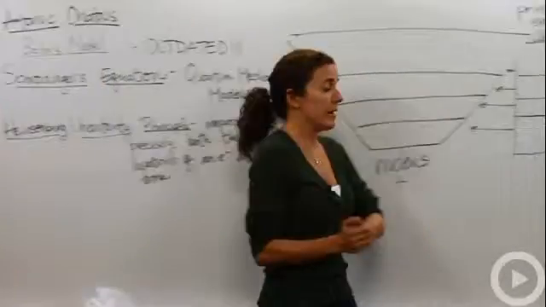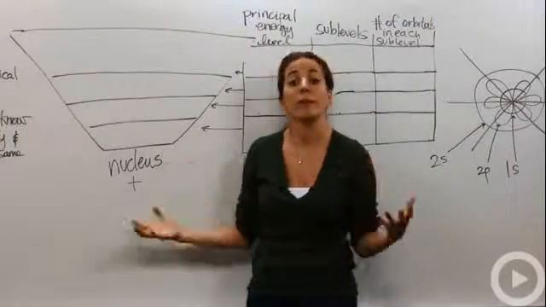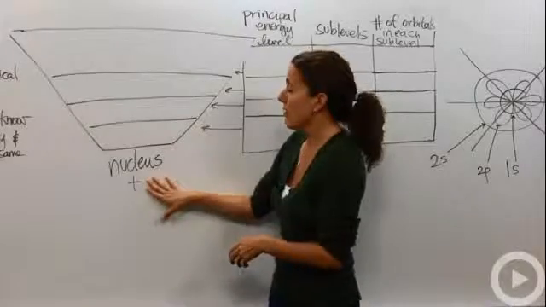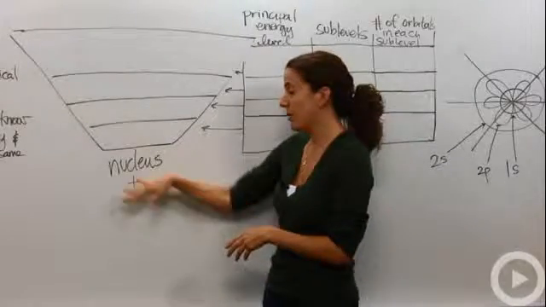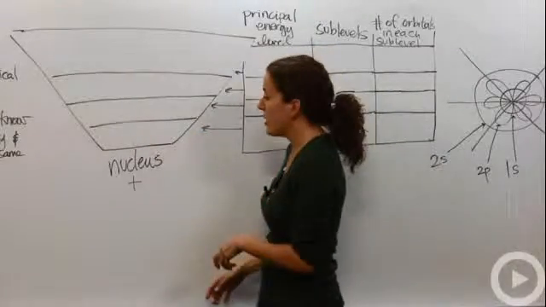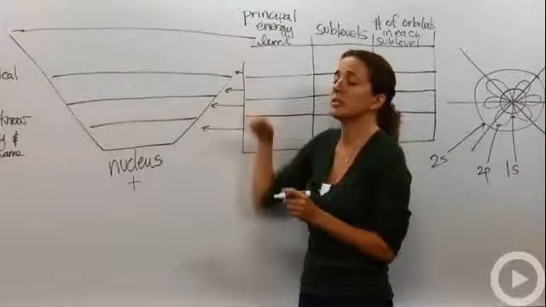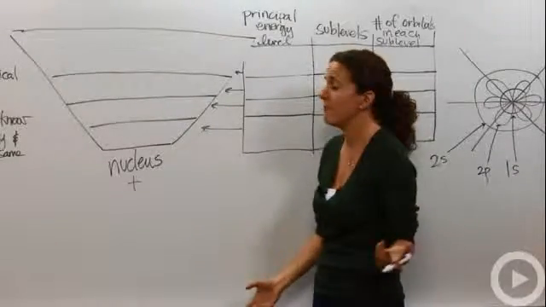So if we go over here, we're going to try and describe what it is and where an electron can be located within an atom. If you have a nucleus in the middle, and back here is where the electrons are located. There are different energy levels, the principal energy levels, where an electron can be found.